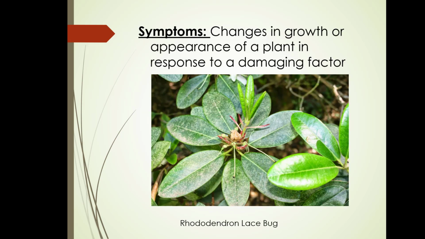So symptoms are changes in growth or appearance of a plant in response to a damaging factor. Here we have rhododendron lacebug damage, and that's going to be on the older foliage. The newer foliage looks good, but you're going to want to monitor that to see if you're going to see that coming on, usually happening in the hotter times of the summer.